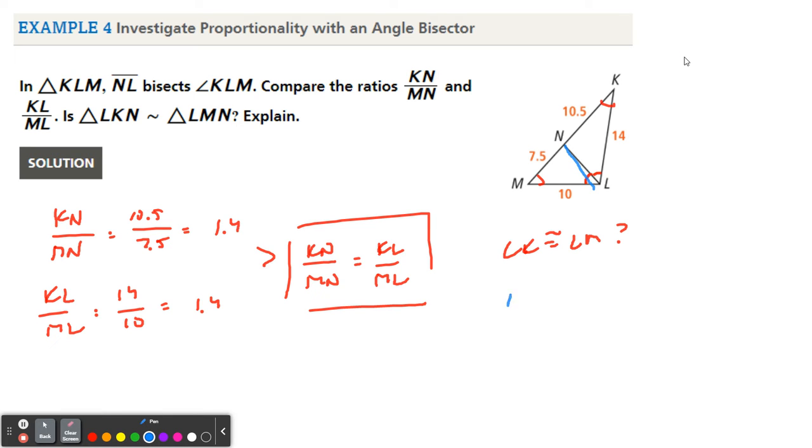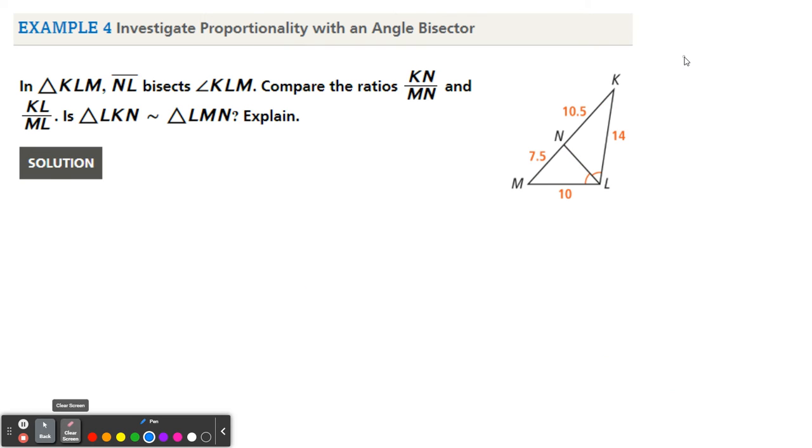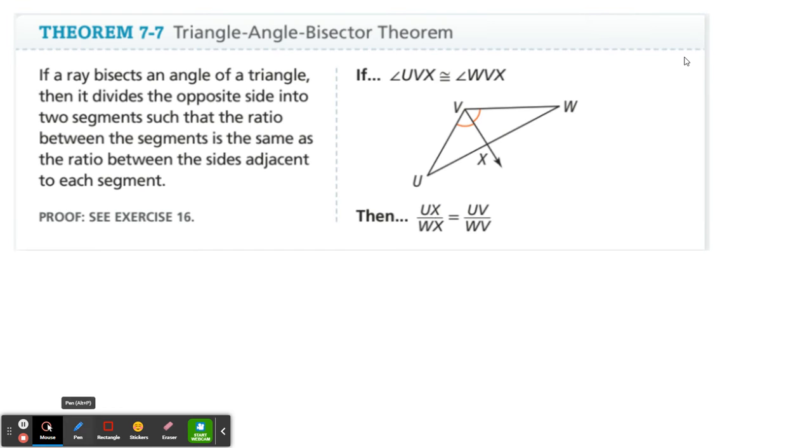Well, if you compare NL to NL, that's going to give you a ratio of 1, which is not equal to 1.4. So then we could not use side similarity. So because of this, I don't think the triangles are similar. I think triangle LKN is not similar to triangle LMN. Okay. So these segments are proportional, but those two triangles are not similar. Okay. So the idea behind that was to explain, right, that they're not similar.